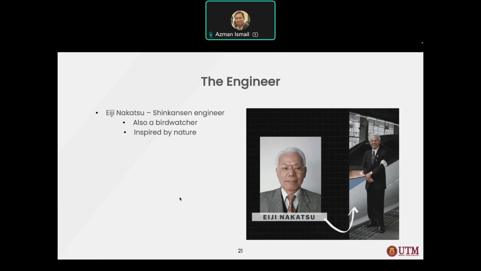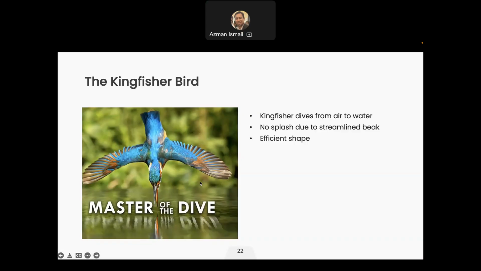And then this is the person behind the finding. His name is Eiji Nakatsu. Okay, he's an engineer from the Shinkansen train, and at the same time, he is also a bird watcher. His hobby is watching birds. So it's inspired by nature. So the concept of the Shinkansen train came from this engineer, Eiji Nakatsu.